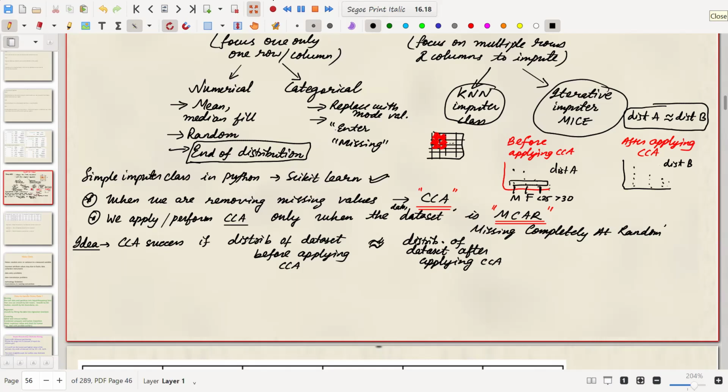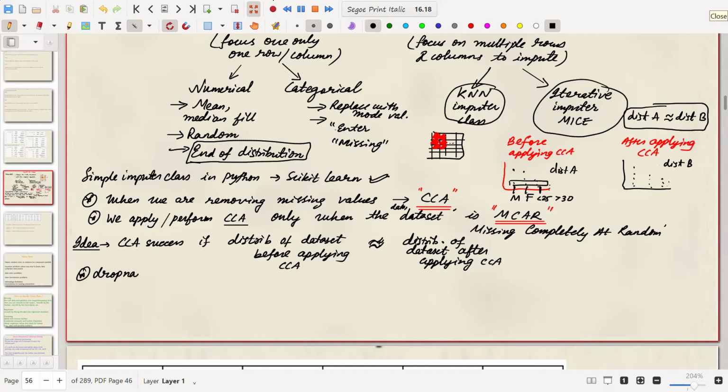So these are some of the cases. And to apply CCA, what do you have to do? In order to perform CCA, you have to remove that row. You have to remove that entry. In order to remove that entry, what can you apply? There is a particular command in Python that is dropna. You can call the dropna command here to remove that particular entry or row.